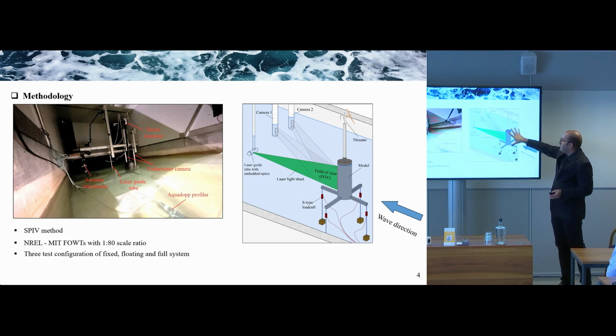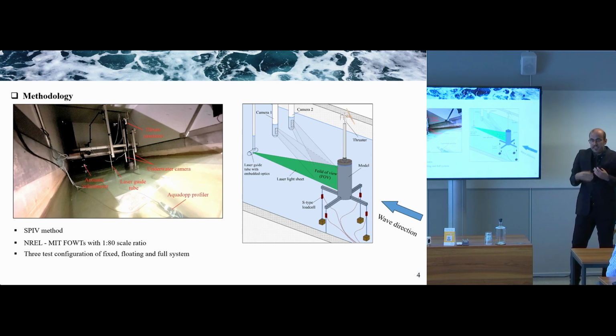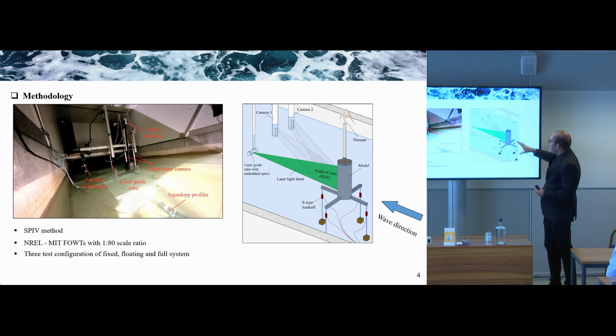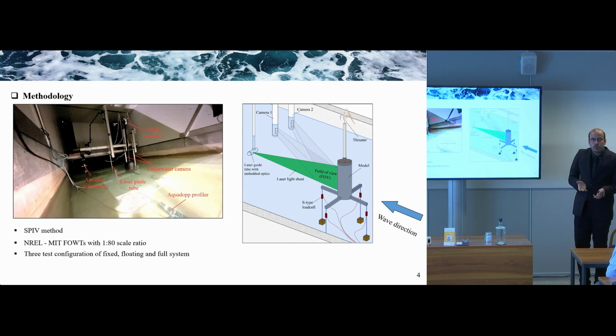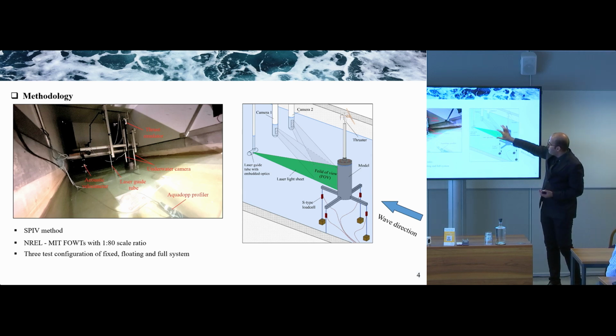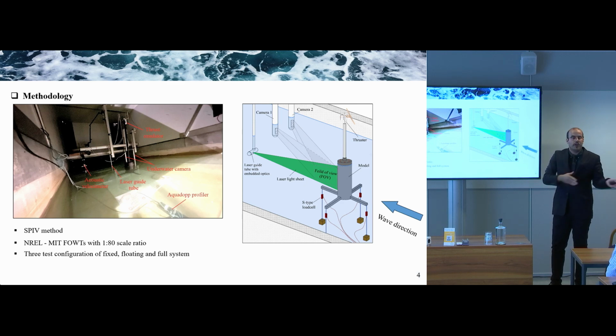What you can see here is the full system configuration, where the platform is free to float. It's moored, of course, and we have the turbine loading. In terms of dynamic complexity, we also have two other configurations. The second configuration is a floating platform, but the turbine is not working; it's just present. And the third configuration is the fixed platform, where we had a horizontal pipe above the water level just to keep the platform stationary. And what we're going to do is investigate this field of view for these three configurations over a varying range of wave heights and wave periods.